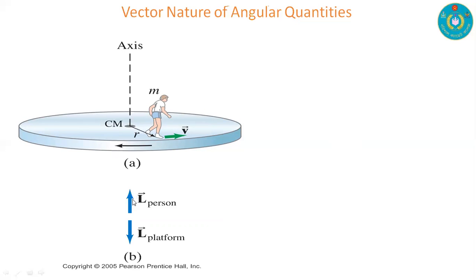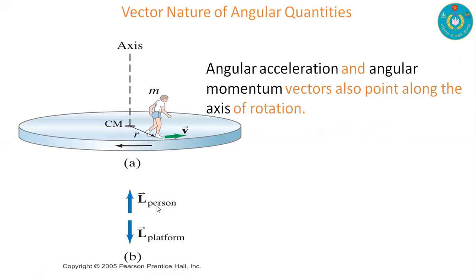If L of the person is greater, then L of the platform is lower. If the angular momentum of the person is greater, then the angular momentum of the platform will decrease with the increase of angular momentum of the person. And angular acceleration and angular momentum vectors also point along the axis of rotation.